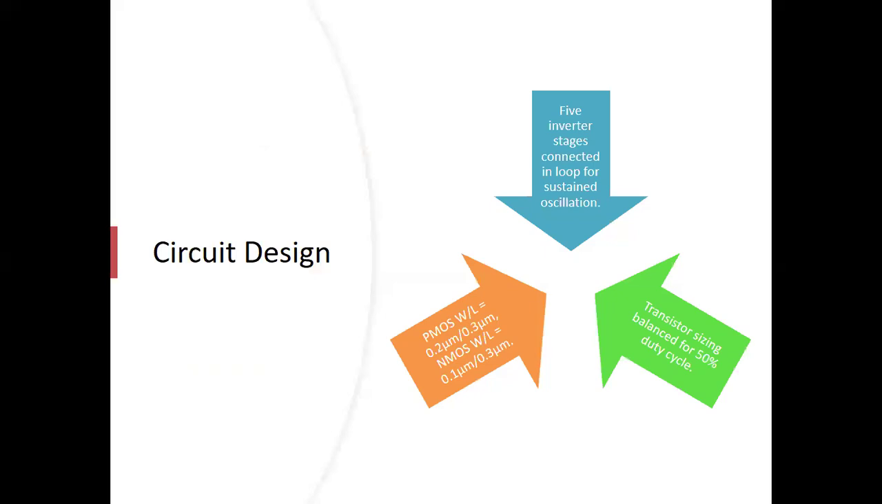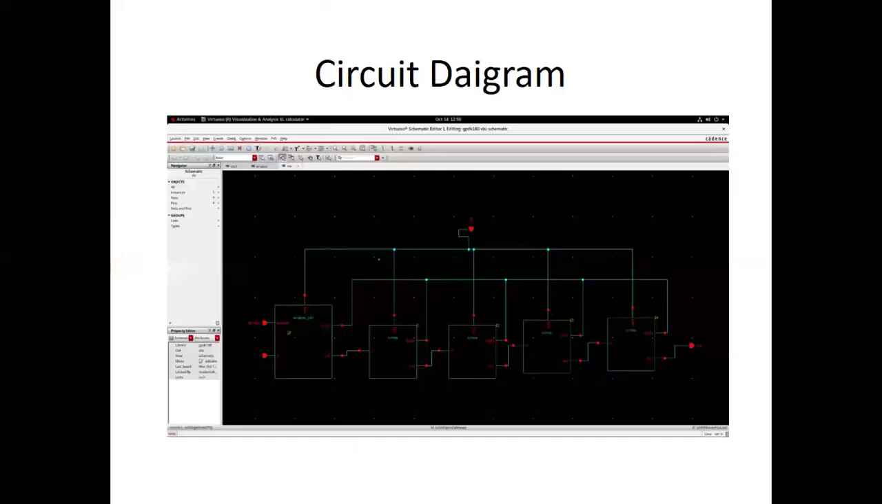This circuit consists of 5 CMOS inverter stages connected in a loop. An inverter is made up of one PMOS and one NMOS transistor. To maintain a 50% duty cycle, the PMOS was made wider than the NMOS to compensate for the lower hole mobility. In our design, the PMOS has a width of 0.2 micrometers and a length of 0.3, while the NMOS has a width of 0.1 micrometers and the same length. This balance ensures equal rise and fall time for the output waveform. This is the circuit diagram.